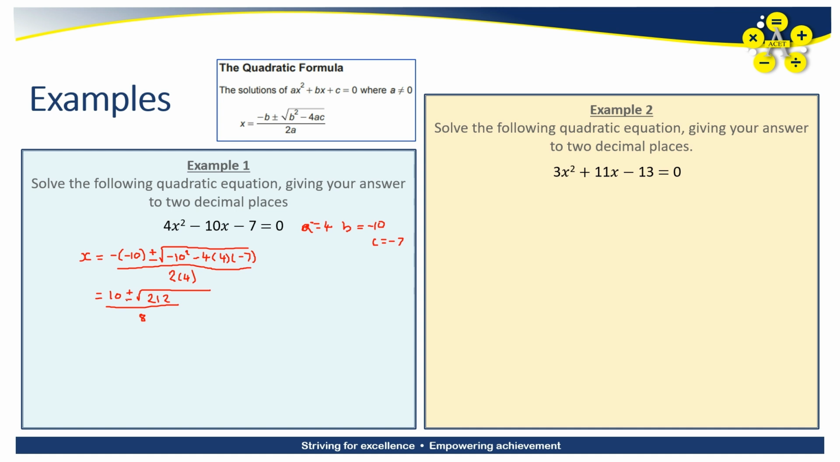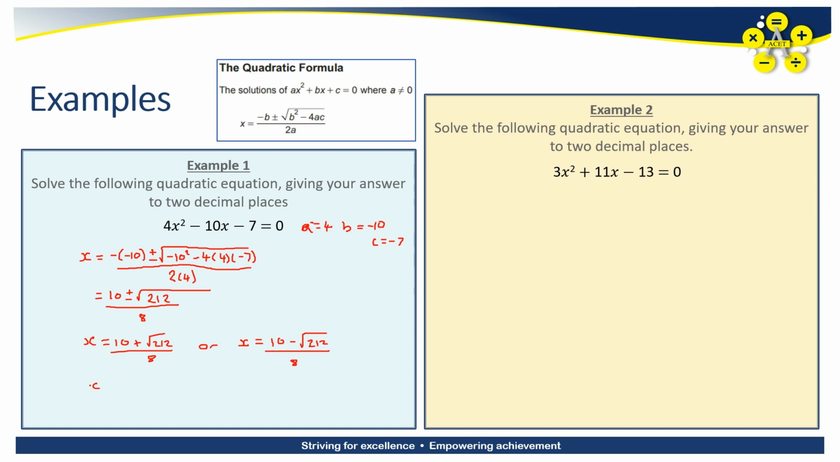Now this is where plus or minus comes into it. So we're going to have two solutions here. Either x is going to equal 10 plus that root 212 all over 8, or it's going to be where it's negative, so it's going to be 10 take away that root 212 over 8.